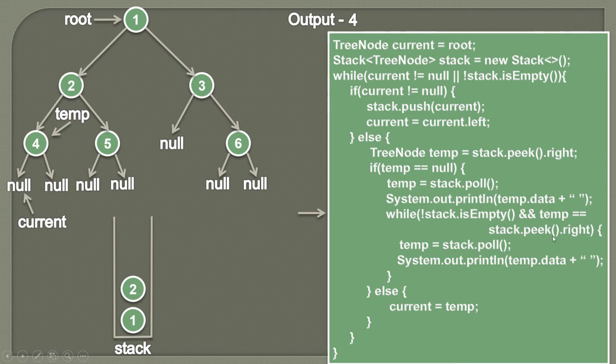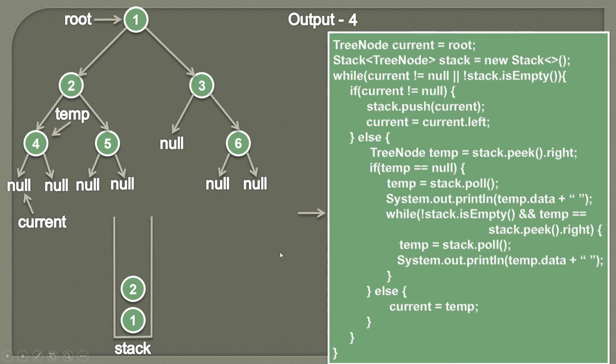And the second condition is very important, which is the core of this algorithm. We are simply checking whether temp is stack.peek's right. As we have recently visited this node, we need to be sure whether this node is on the left of 2 or on the right of 2. Because if it is on the left of 2, then we can't directly visit 2, we need to go to its right and visit node 5. But if it is on the right side, then we can simply visit node 2.